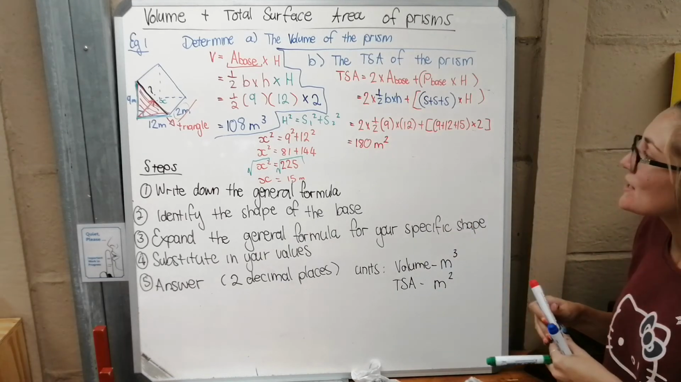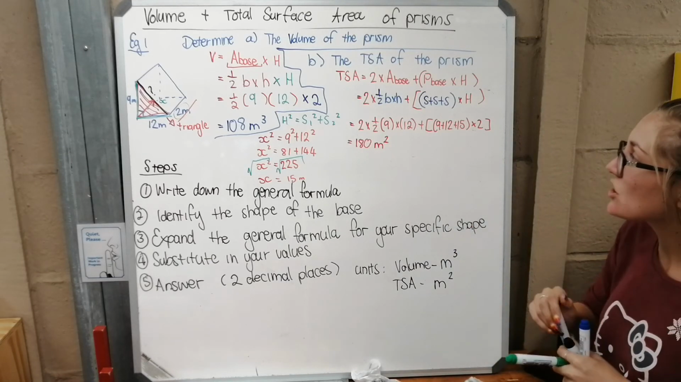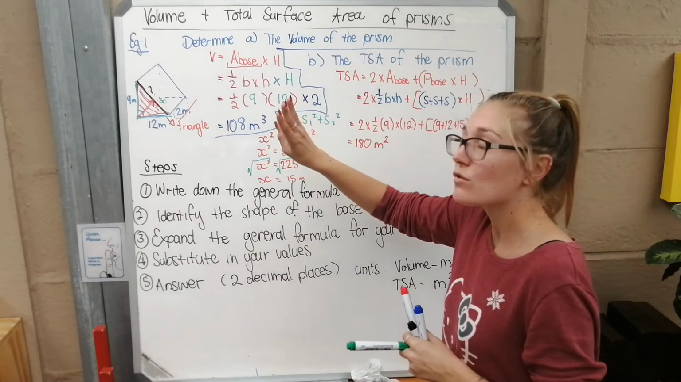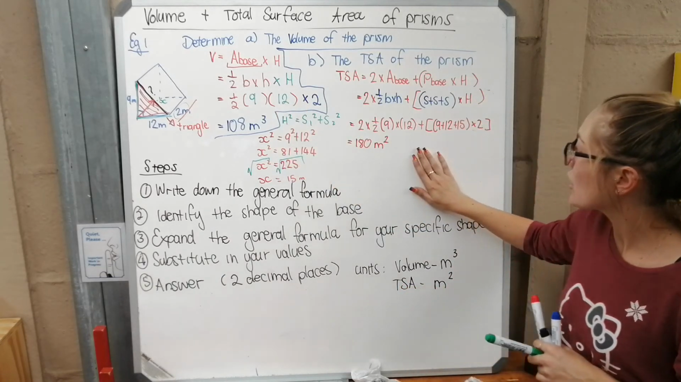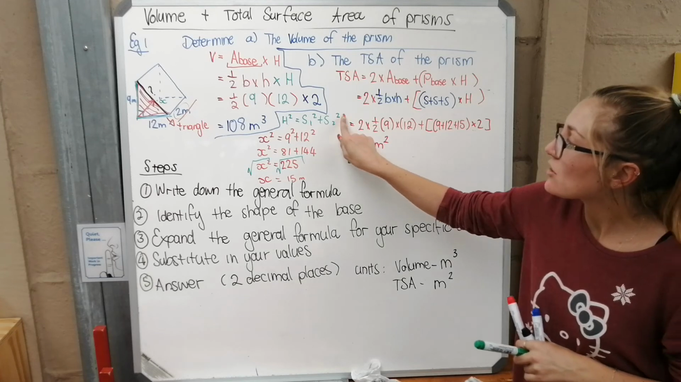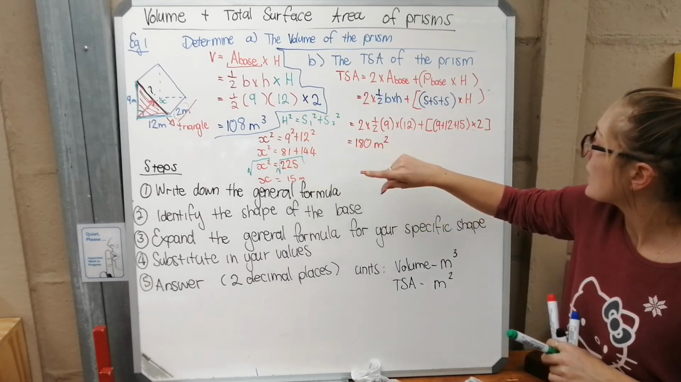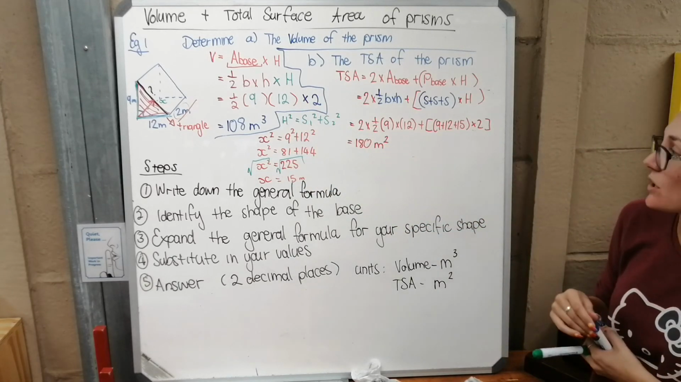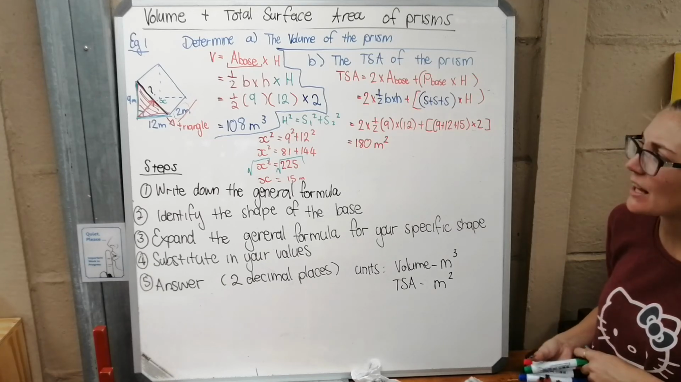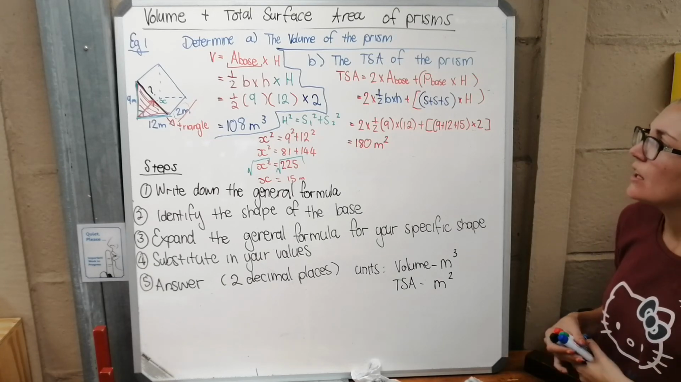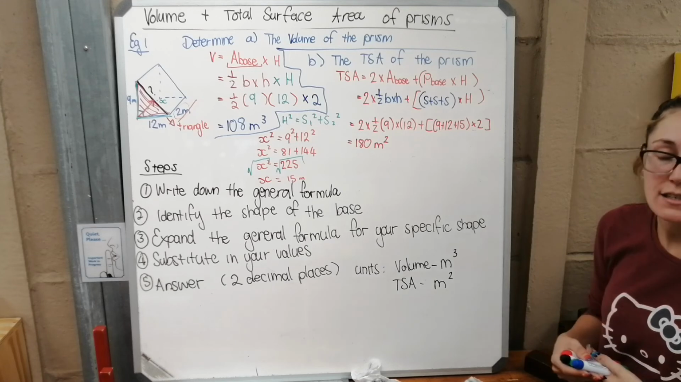Okay, so this question, for your volume question, this would be worth 2 to 3 marks. For the total surface area question, because we had to do Pythagoras in it as well, it would be closer to 6 marks for question B. Okay, I'm going to leave you there with just the triangle one as an example. It works exactly the same for other shapes.